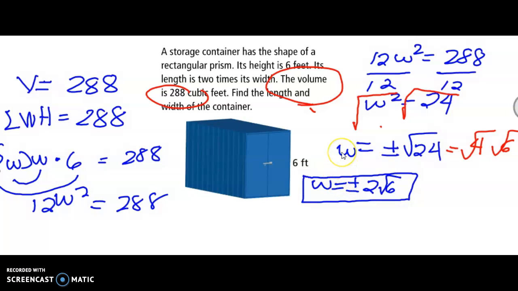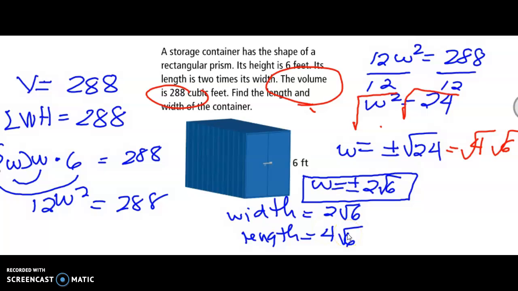However, since we are looking at a real life scenario, we're only going to take the positive square root. So that means the width is equal to 2 radical 6, and the length is 2 times that, so it will become 4 radical 6. You can also change these to decimals if you prefer, writing the final answers and rounding up to the nearest tenths. So that's an example of application of solving quadratic equations by square roots.